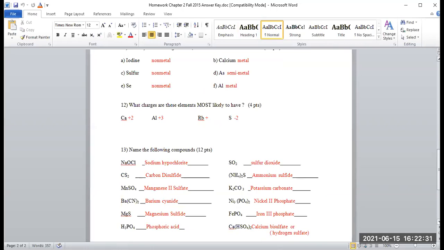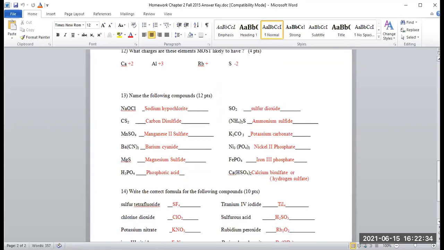For naming, the first chunk here, I gave you formulas and asked you for the names of them. So sodium hypochlorite, in part because the OCl is a polyatomic. Carbon disulfide, you have two nonmetals. You need the prefix to go with the sulfur. Manganese(II) sulfate. You must have a Roman numeral 2 to go with your manganese because you must specify which one it is. Manganese is a transition metal and has more than one option.